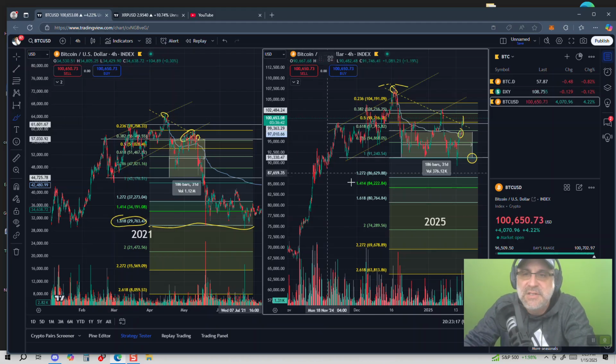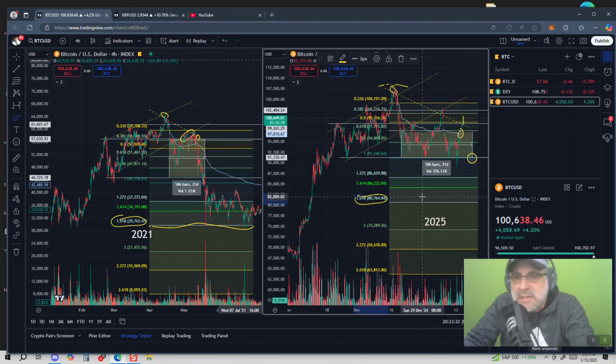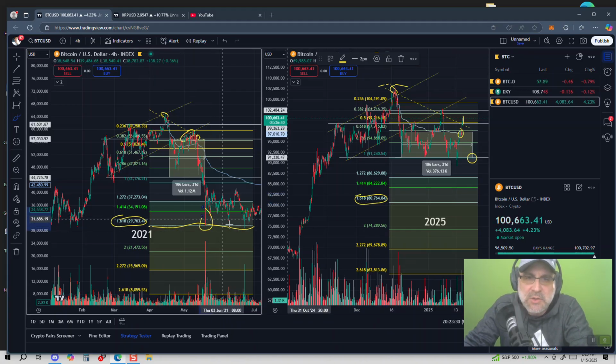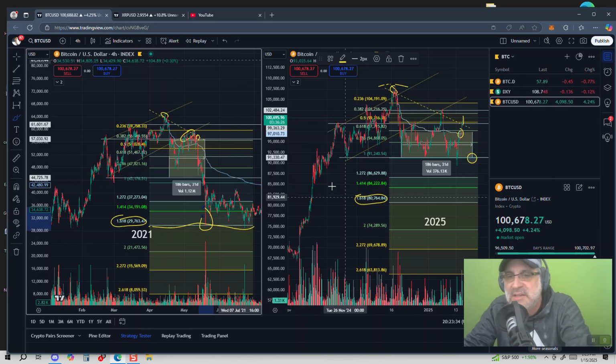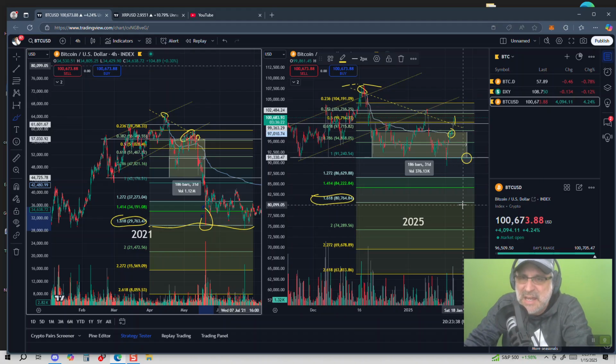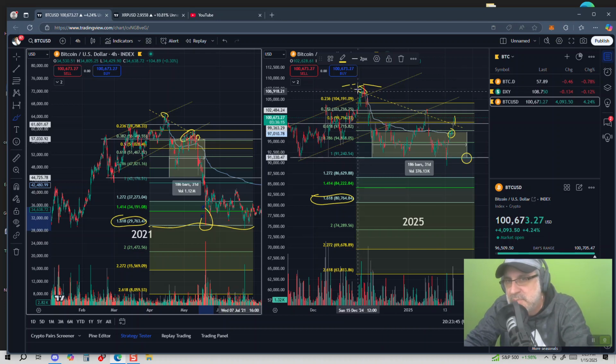See, this is the 1.618 here for this one. So don't be surprised if we have a sell-off and we come down and we wick at least this area here, kind of like how it wicked the 1.618 back in 2021 when it came down to 29.7. Don't be surprised if we come down to about 80 grand, 80.7 here. That would satisfy the 1.618 Fibonacci retracement from the all-time high.